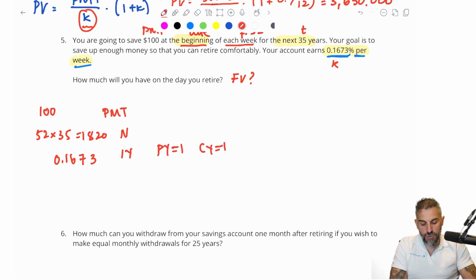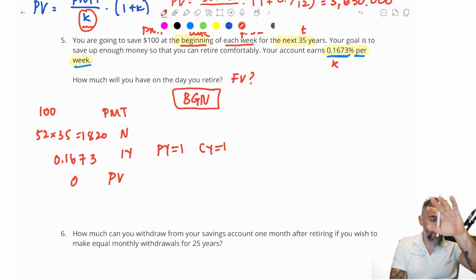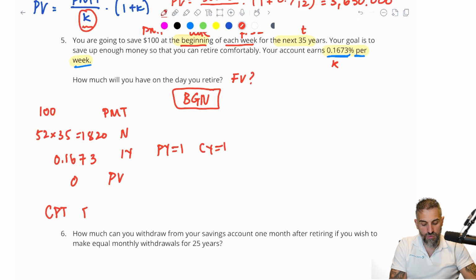We're looking for the future value, so you'll make your present value 0. And you're going to turn on BGN. BGN is because it's a due cash flow. All of this, the order, by the way, doesn't matter. You can press these in whatever order you want. The last thing you do is you compute future value.